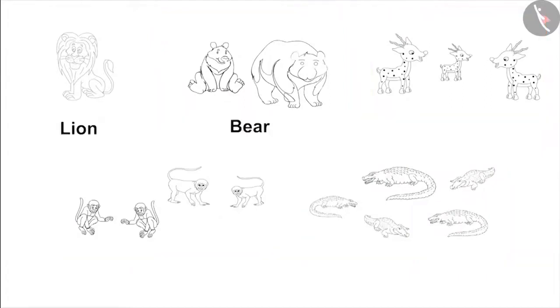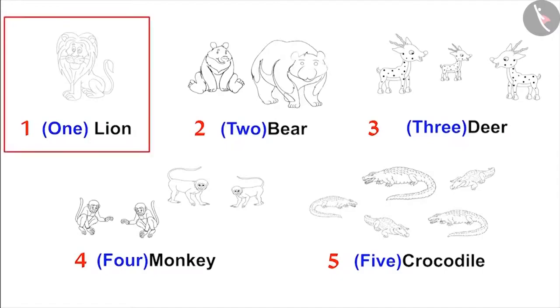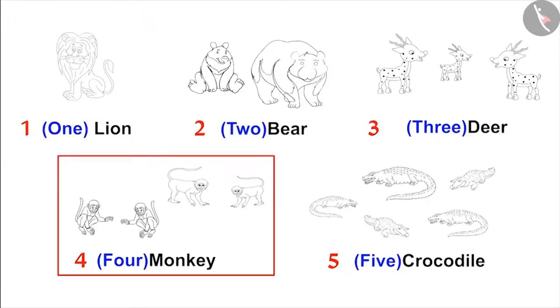My dear, the name of each group should be the name of the animal shown in it. Now below each group, write the number of animals in that group. Now can you tell me if there are more animals in the lion group or in the monkey group?